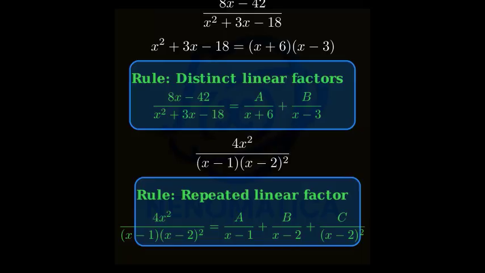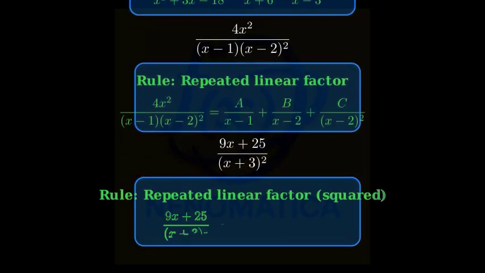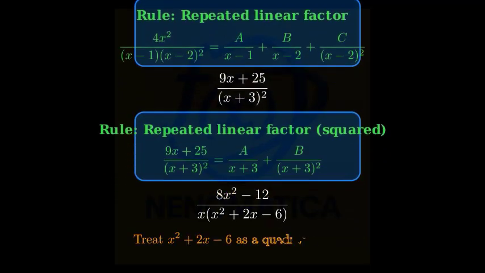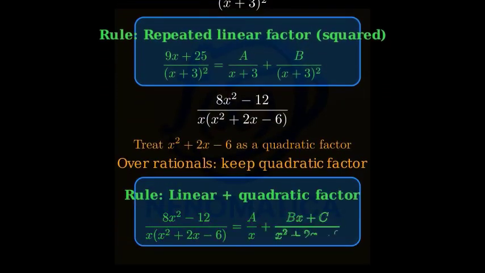Step 3. A single linear factor squared. The denominator is x plus 3 quantity squared. The decomposition is a over x plus 3 plus b over x plus 3 squared. Step 4. A mix of a linear factor and a quadratic that we will keep as a quadratic. The denominator is x times x squared plus 2x minus 6. We can treat the quadratic as irreducible over the rationals. So the decomposition becomes a over x plus bx plus c over x squared plus 2x minus 6.